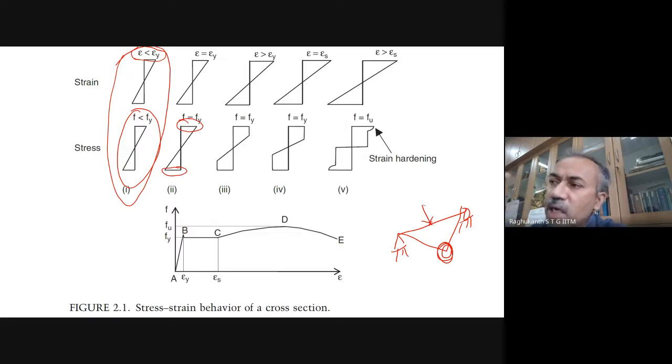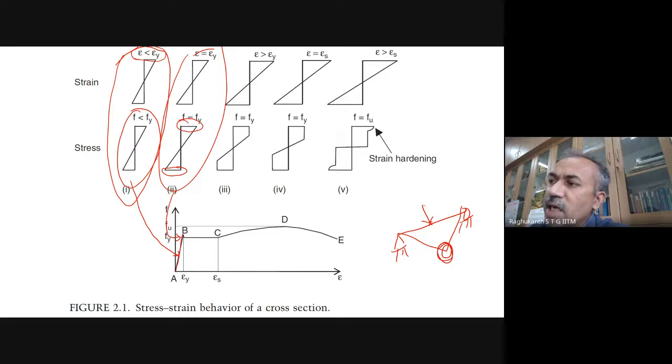Now as you keep on increasing the load, you can identify these points in this graph also. This corresponds to the elastic region itself. Now when f is equal to fy, this corresponds to this point in the graph, point B.